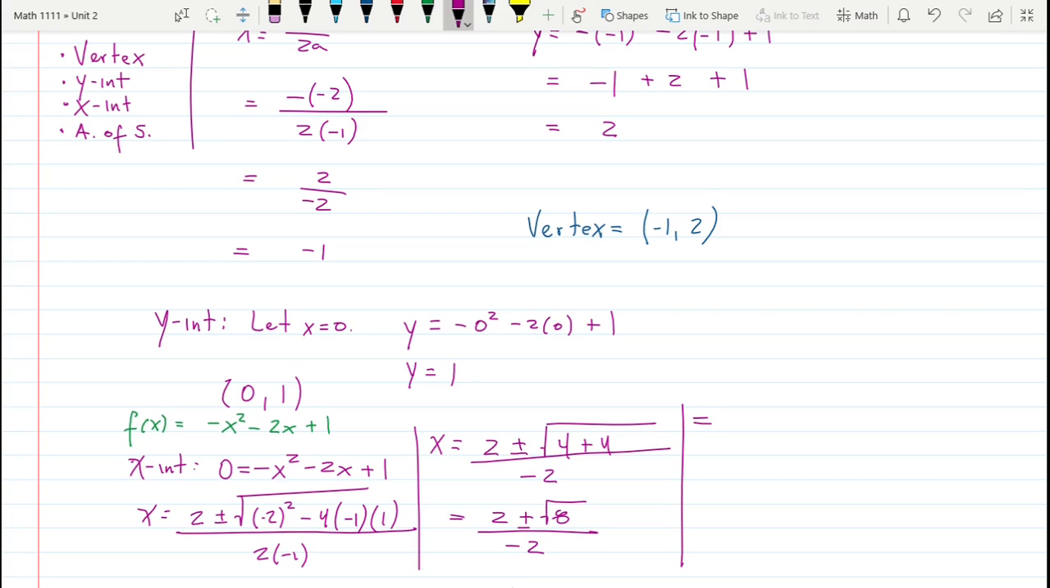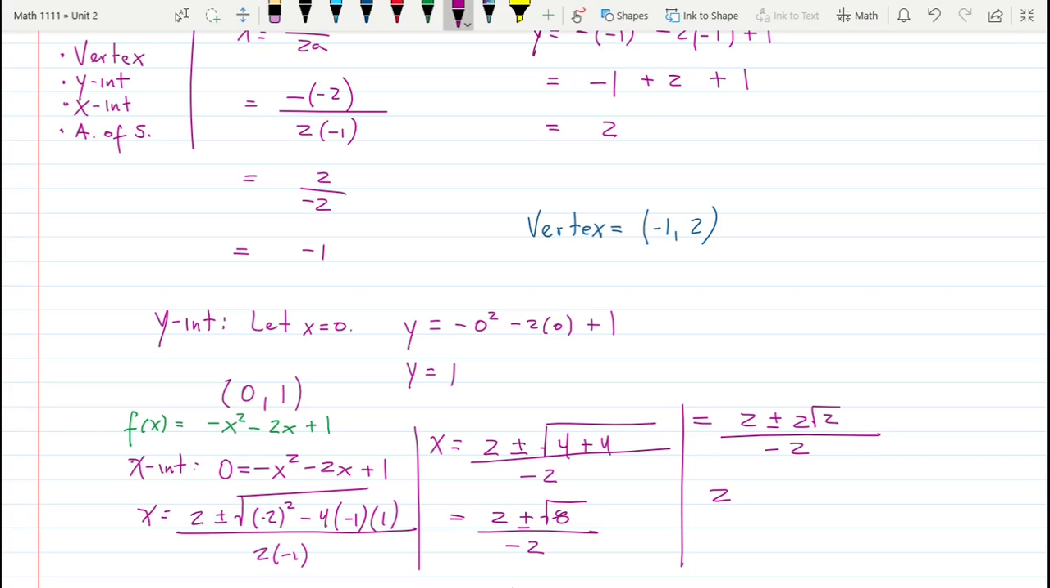We need to figure out the square root of 8. I think we've covered this in some of the square root problems where you break it up into its factors and look for a good one that has a square root so that you can simplify it further. So we're going to have 2 square root of 2 be the answer to square root of 8, and this is all over negative 2.